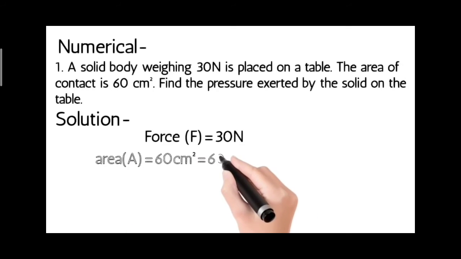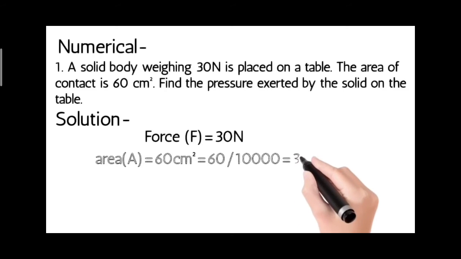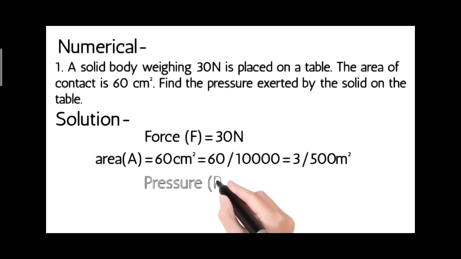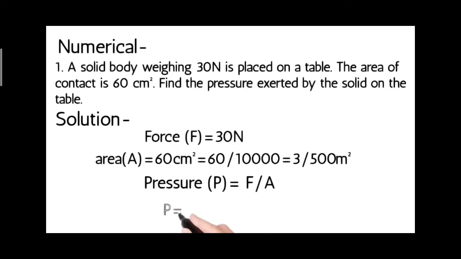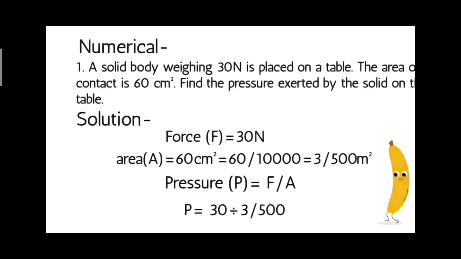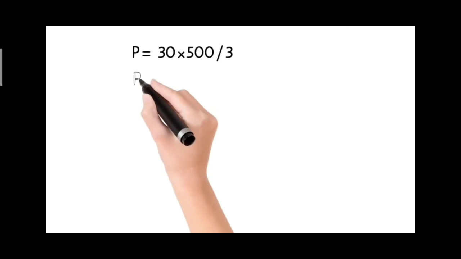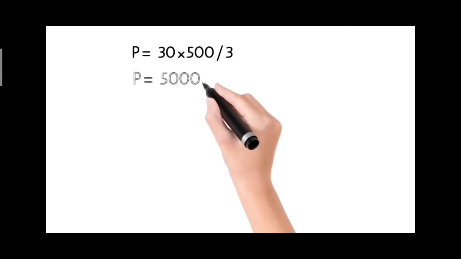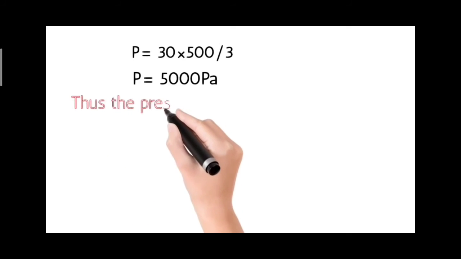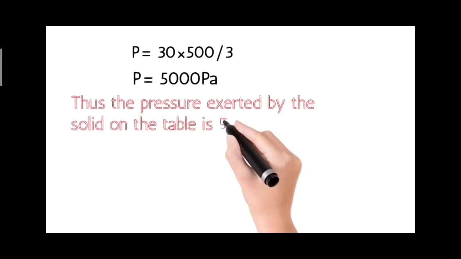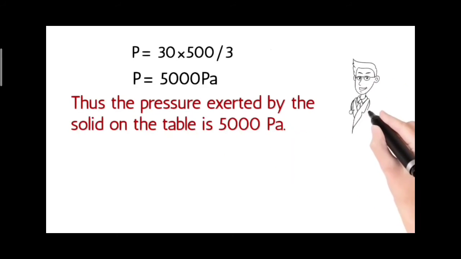Area is 60 cm square, which we have to convert in meter square. 60 divided by 10,000, that is 3 upon 500 meter square. Now pressure is F upon A, that is 30 divided by 3 upon 500. P is equal to 30 into 500 divided by 3, that is 5000 Pascal. Thus, the pressure exerted by the solid on the table is 5000 Pascal.